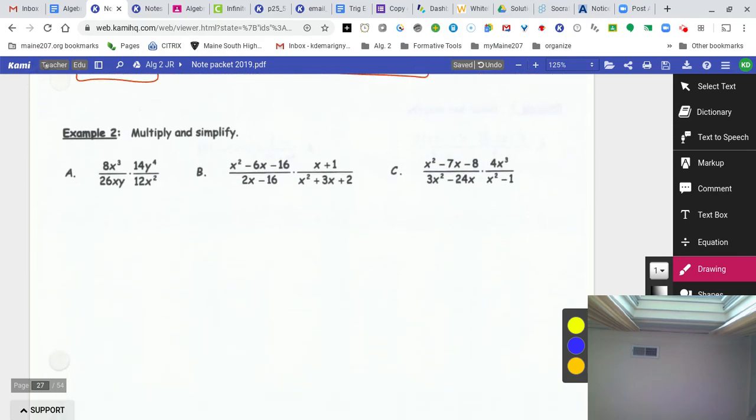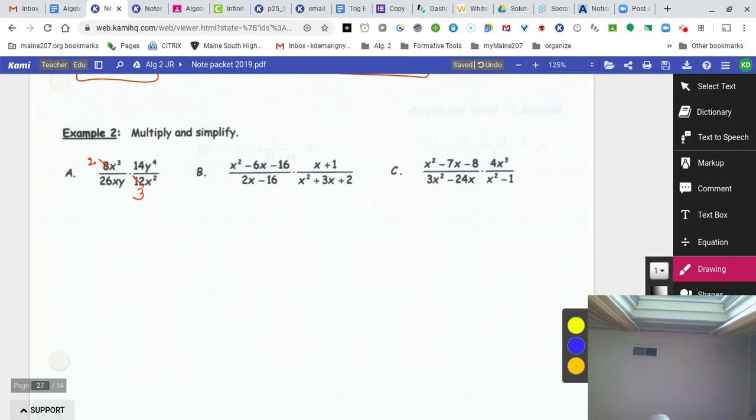Next part, multiplying and simplifying. Exact same thing. I'm going to simplify both numerators and denominators if I can by factoring. If I can't, then I'm just looking for common factors. The only thing that I will encourage you to cross simplify are the numbers. Leave the variables alone. In other words, I see an 8 and a 12 and a 14 and a 26. Well, 8 and 12 have a common factor. 4 goes into 8 2 times, and 4 goes into 12 3 times.